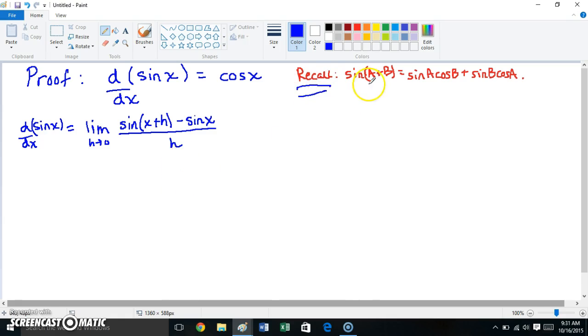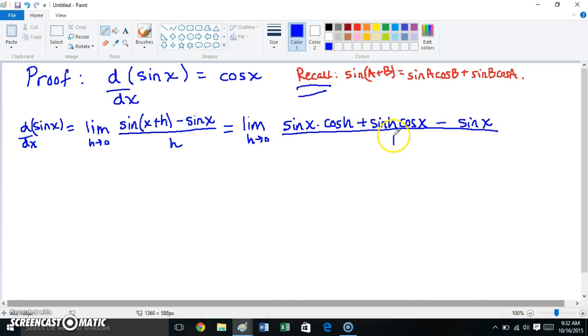Recall that the sine of a plus b is the sine of a cosine of b plus the sine of b times the cosine of a. We're going to need to use that when we expand this first step. So we're going to have the limit as h approaches 0 of sine of x times cosine of h plus sine of h times cosine of x minus sine of x all over h.